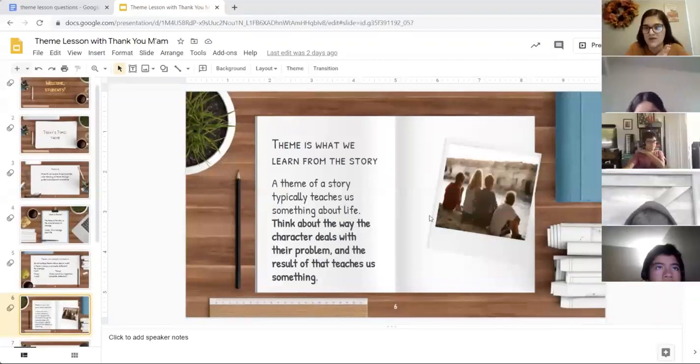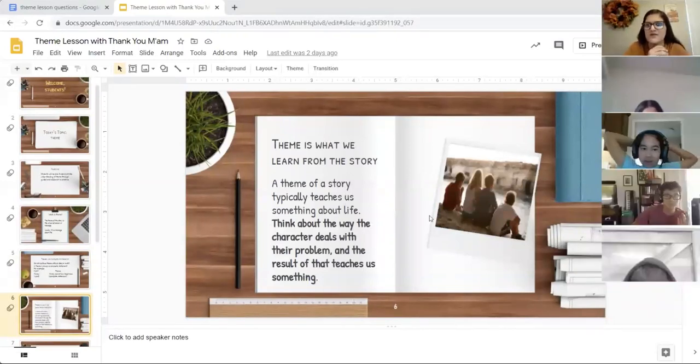For example, in Thank You, Ma'am, Mrs. Jones' problem is that the kid just tried to steal her purse. How does she deal with that problem? Can someone answer that? She takes him home. Yeah, is she mean to him? Does she get him in trouble? Does she call the cops? That's one way she could have dealt with it. Who takes care of him? Yeah, she takes care of him. Thank you. Was that Giselle?